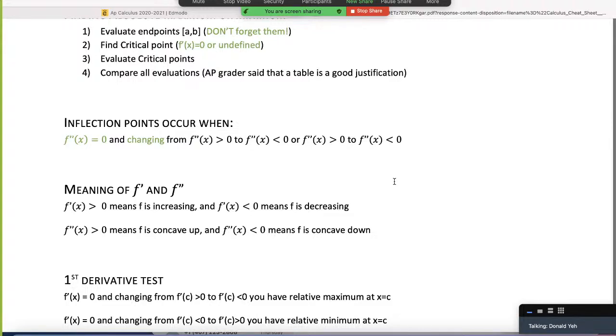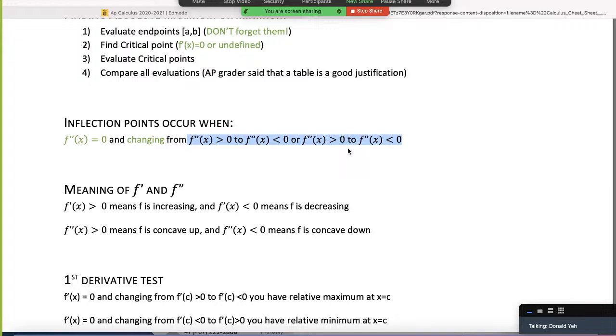An inflection point occurs when f double prime of x equals 0, but that doesn't mean it's automatically an inflection point. You have to do a number line test and make sure it changes sign, from negative to positive or positive to negative. And this is the justification part. This is how you justify: f double prime of x goes from greater than 0 to less than 0 at x equal to 3.